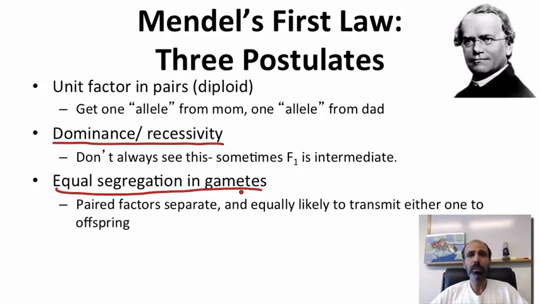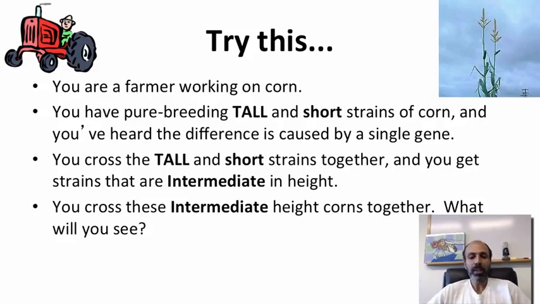So let me give you a problem to try. First, I'll do one with you, and then I'll give you one just to try on your own. Let's imagine you're a farmer working on corn. Okay? And let's say you have pure breeding tall and short strains of corn, and you've heard that this is caused by a single gene. This, by the way, is very, very unlikely, but let's just pretend it is.